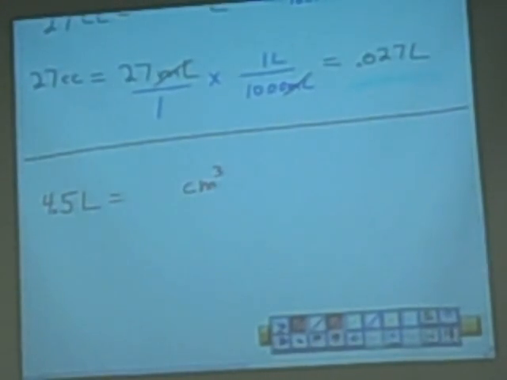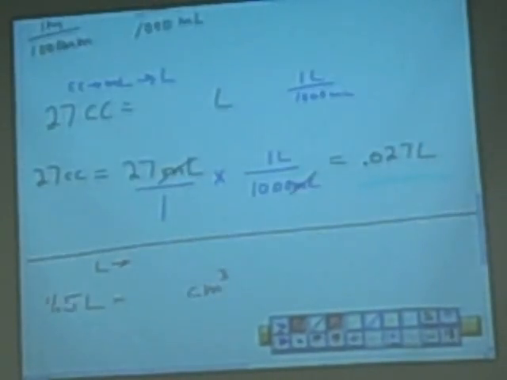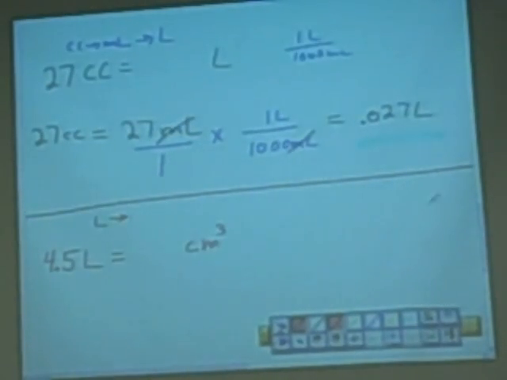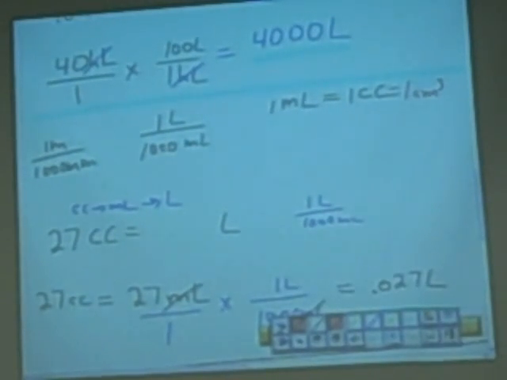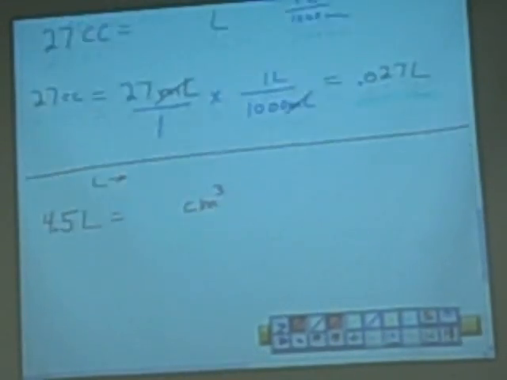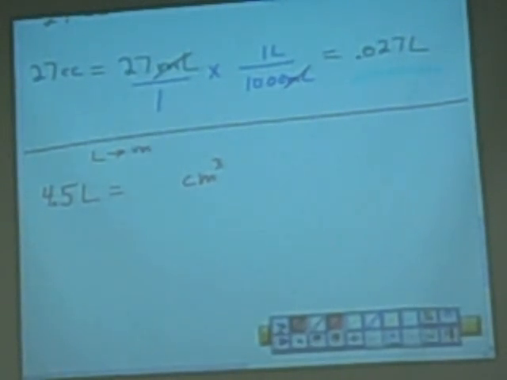Alright, well in this case, we have to go from liters to milliliters, because milliliters is equivalent to centimeters cubed, right? We have to go from liters to milliliters, and then milliliters to cubic centimeters. Okay? So here we have 4.5 liters. And we want to go from liters to milliliters.